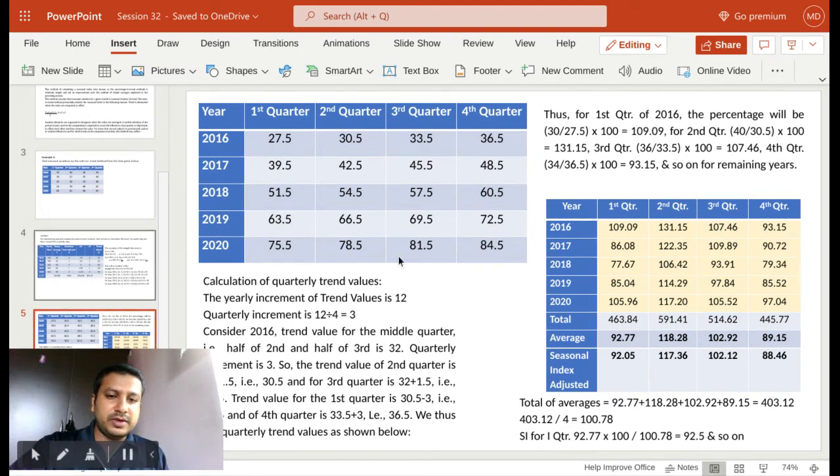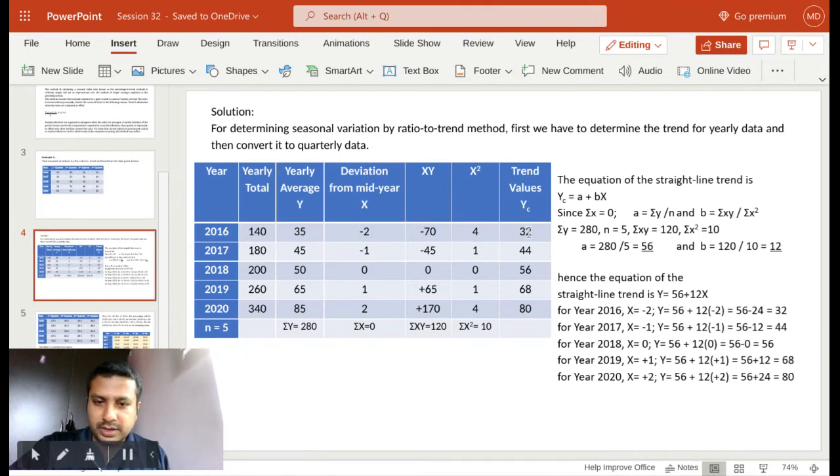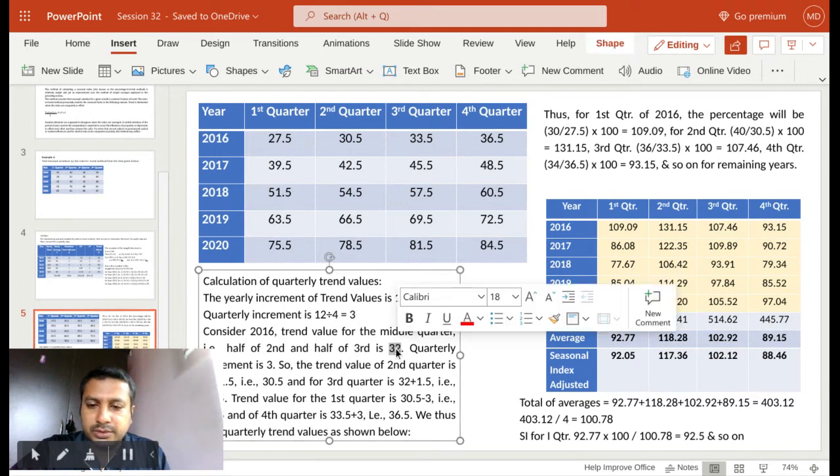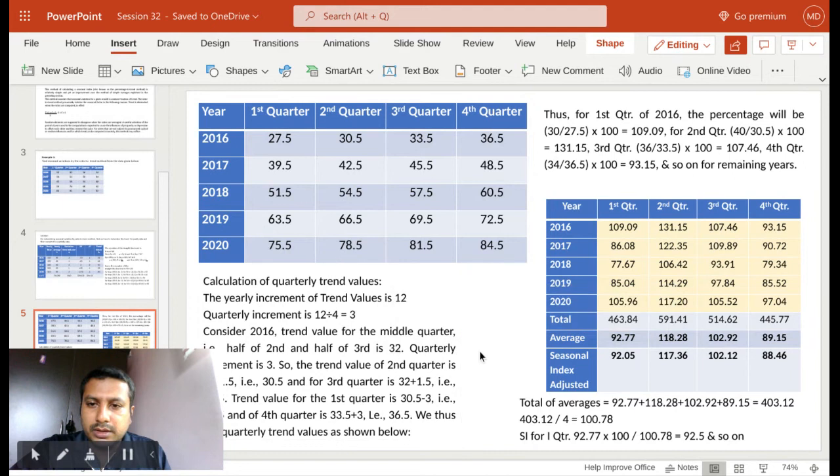Okay, so first value is 32. You have to treat 32 as the middle value, meaning between the second and third quarter. The difference between first, second, third, and fourth, for every quarter, is 3. So the middle value is 32, that is between second and third quarter.